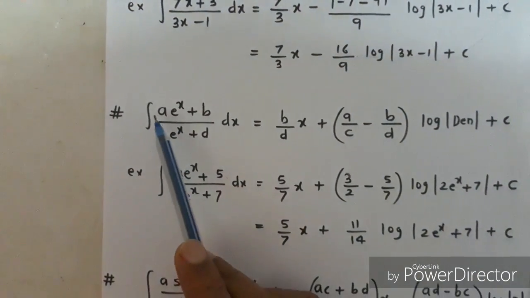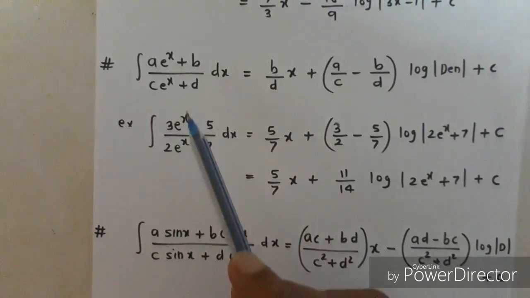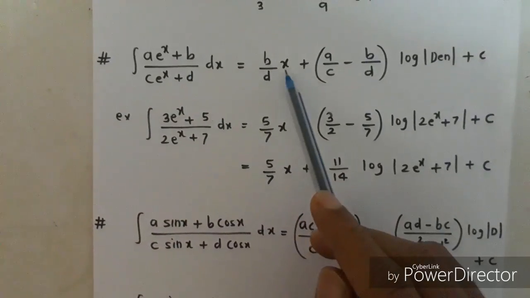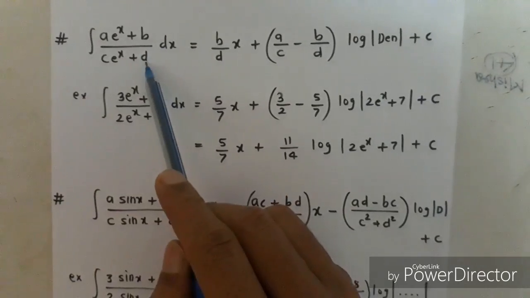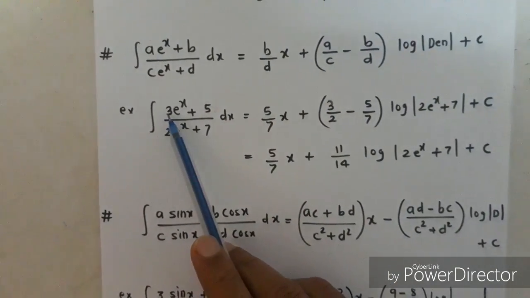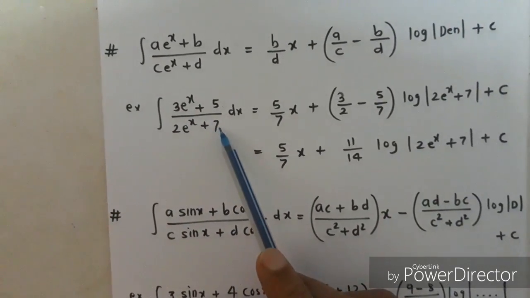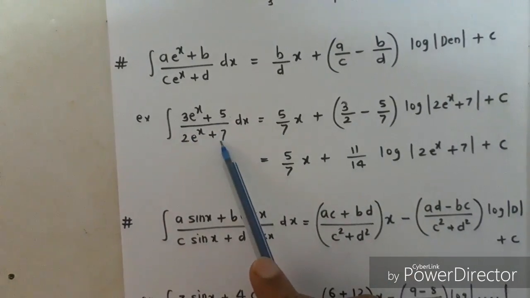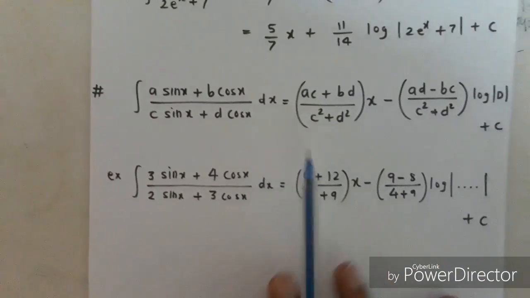Next, if the question is of the type (a e raised to x plus b) divided by (c e raised to x plus d), it's very simple. It's got two terms. The first term will come from b by d into x, plus the second term will be (a by c minus b by d) into log of denominator. Take an example, (3e raised to x plus 5) divided by (2e raised to x plus 7). So the answer is 5 by 7 into x plus (3 by 2 minus 5 by 7) into log of denominator. Let's move on to the next one.